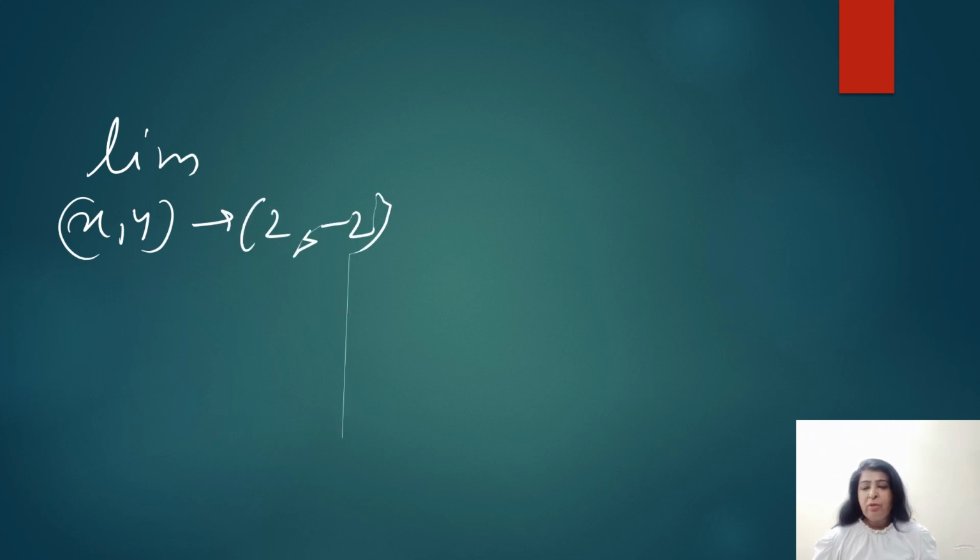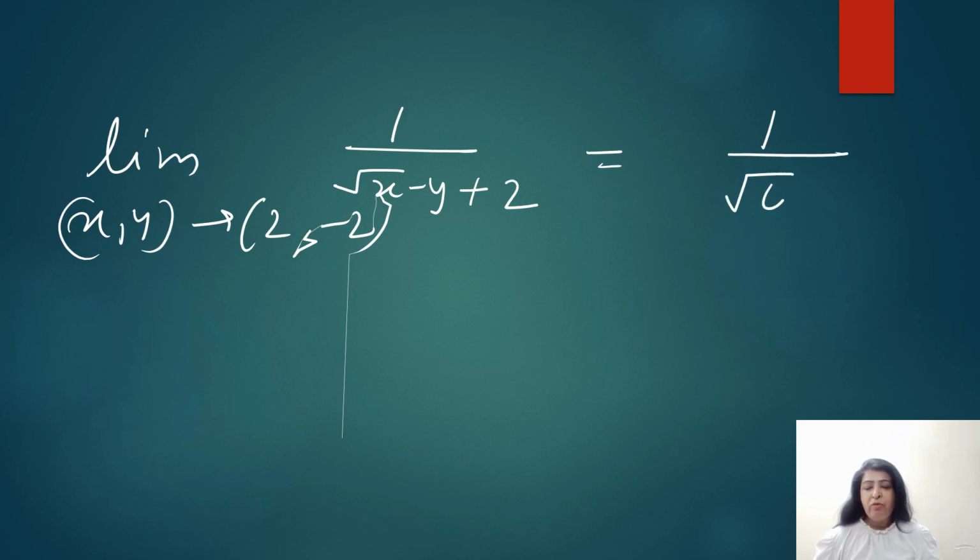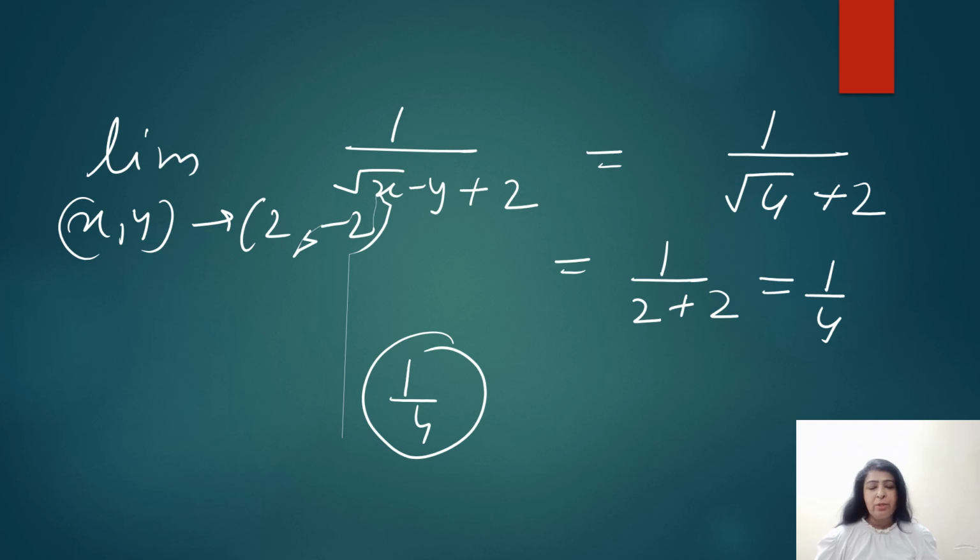So you are left with limit as (x, y) approaches (2, -2) of 1 by under root (x minus y plus 2). What does it become? Just put x as 2, y as minus 2. So it becomes 1 by under root 4 plus 2, or this is equal to 1 by 2 plus 2, which is equal to 1 by 4. So 1 by 4 is the correct answer. Now see the next question.